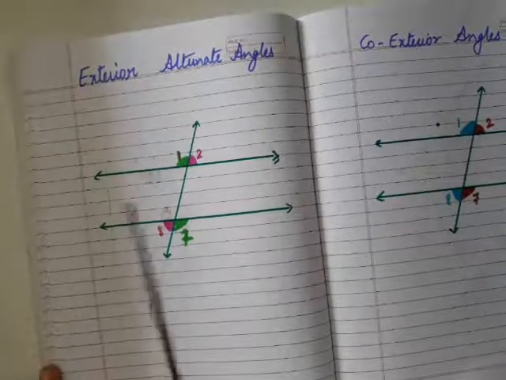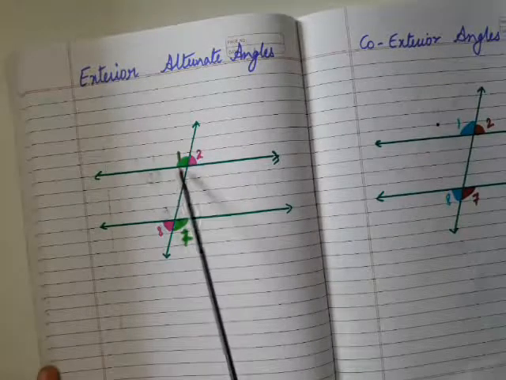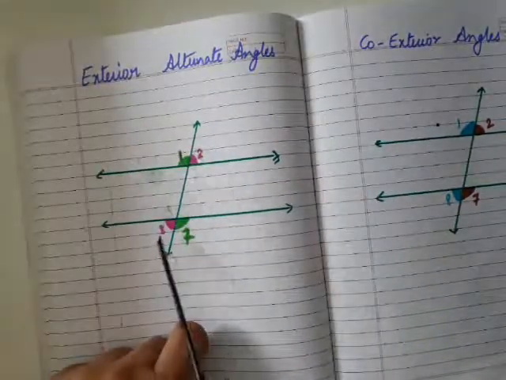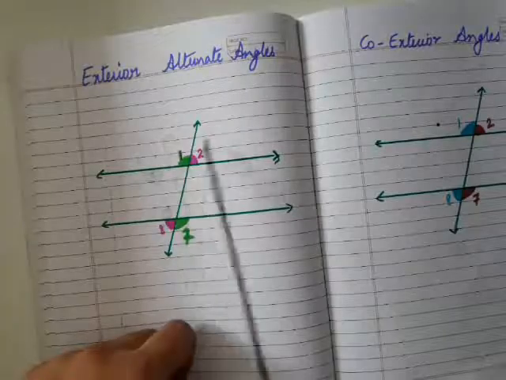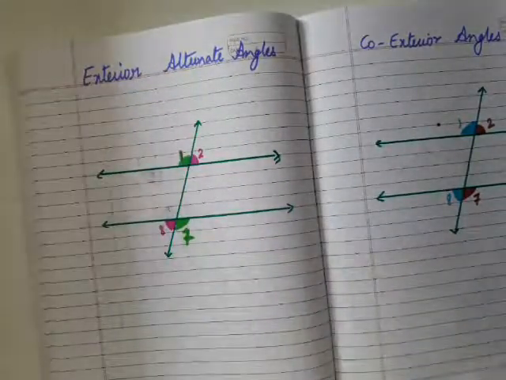As you have interior angles, in the same way you have exterior angles. Again, exterior angles are of two types. Exterior means the ones which lie towards the outer side of the parallel lines. So 1, 2, 7, 8, these are the exterior angles, because they are lying on the outer side of the parallel lines.